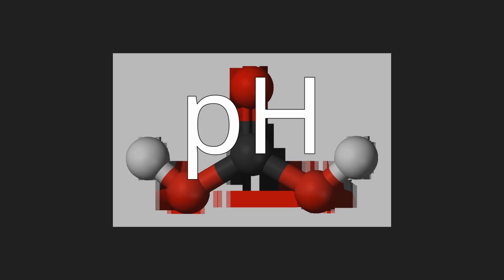pH. Alkalosis refers to the process due to which there is elevation of blood pH. Alkalemia refers to an arterial blood pH of greater than 7.45.